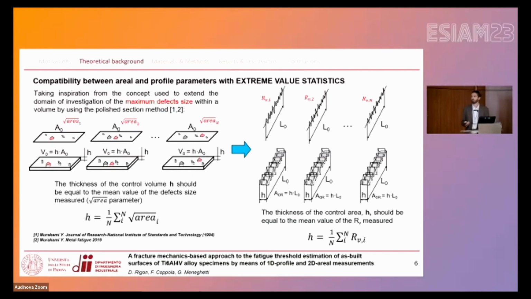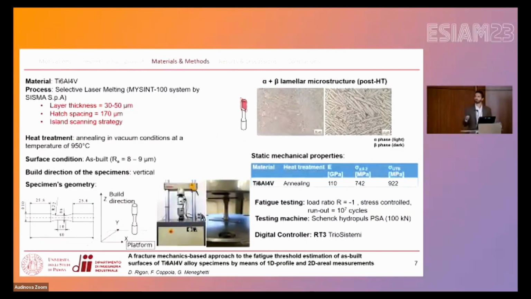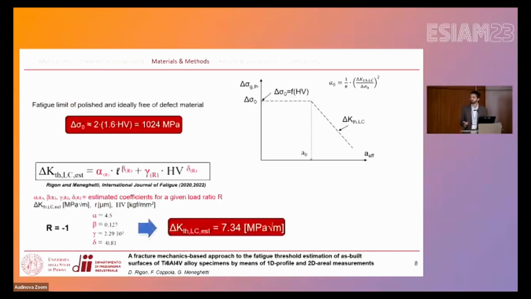So we wanted to demonstrate that, and we used several fatigue test data that we performed in a previous work on a titanium alloy specimen with the vertical direction of printing in annealing condition. Here we have the static mechanical properties of the material, and the tests were conducted with a stress load ratio equal to -1 in stress control mode.